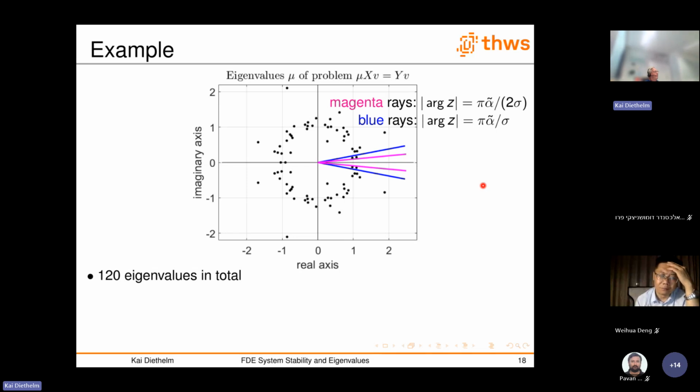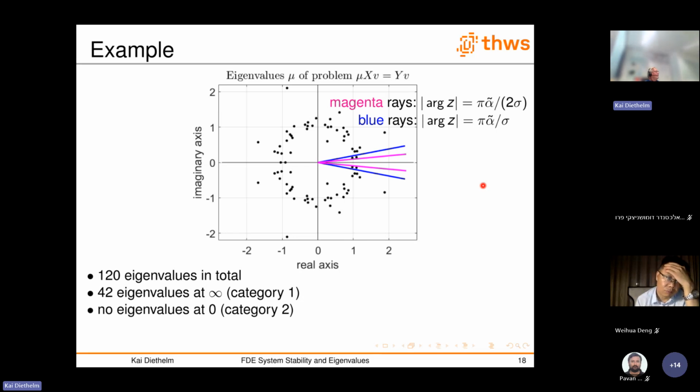What we can also see is that 42 of those eigenvalues are at infinity, category 1. We discard them. We don't even compute them. We have no eigenvalues at 0, so there's nothing in category 2. We have 74 eigenvalues outside of the wedge limited by the blue rays. So that's category 3. That's those eigenvalues that just come in artificially, spuriously via our transformation of variables. So they don't really relate to any zeros of the characteristic function.